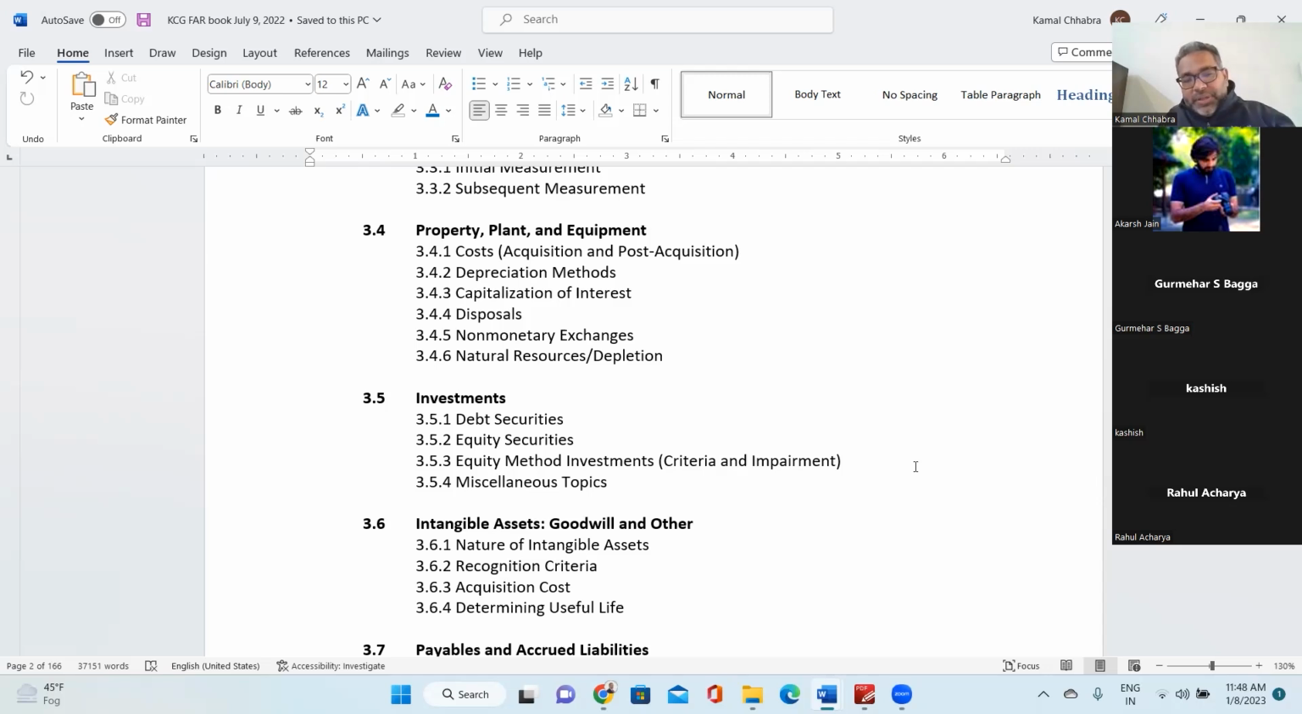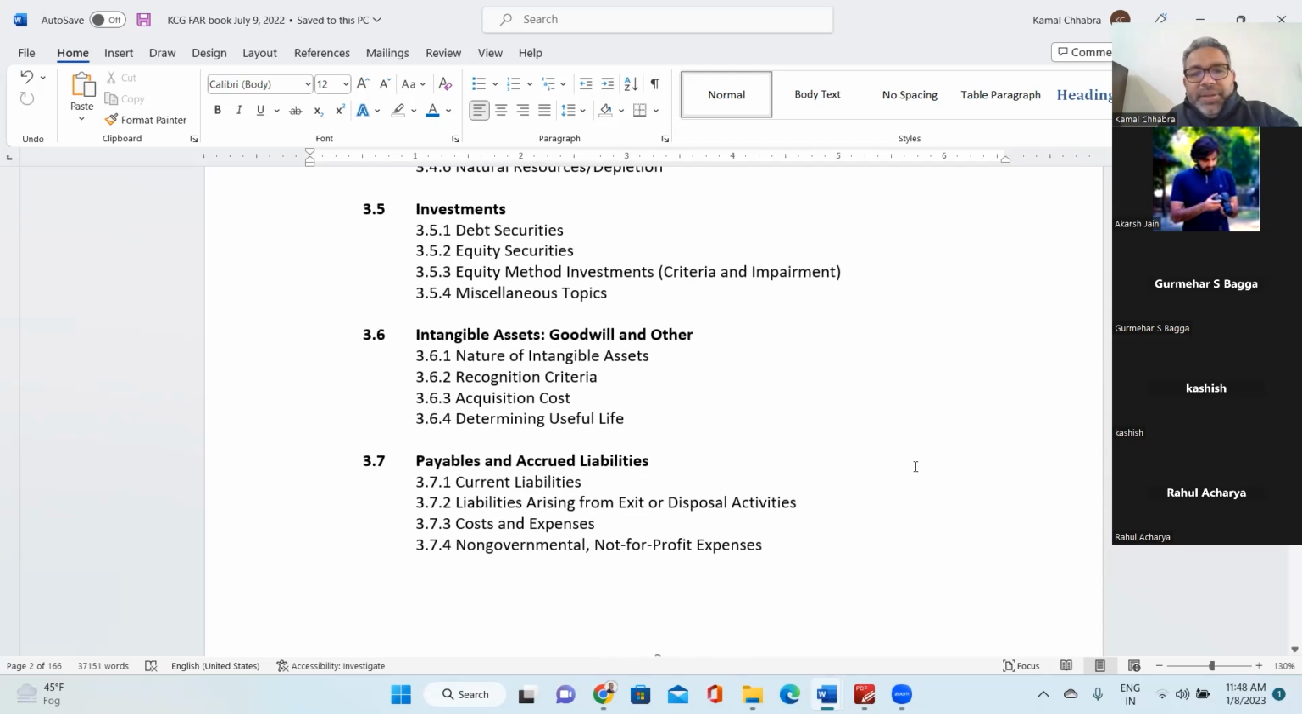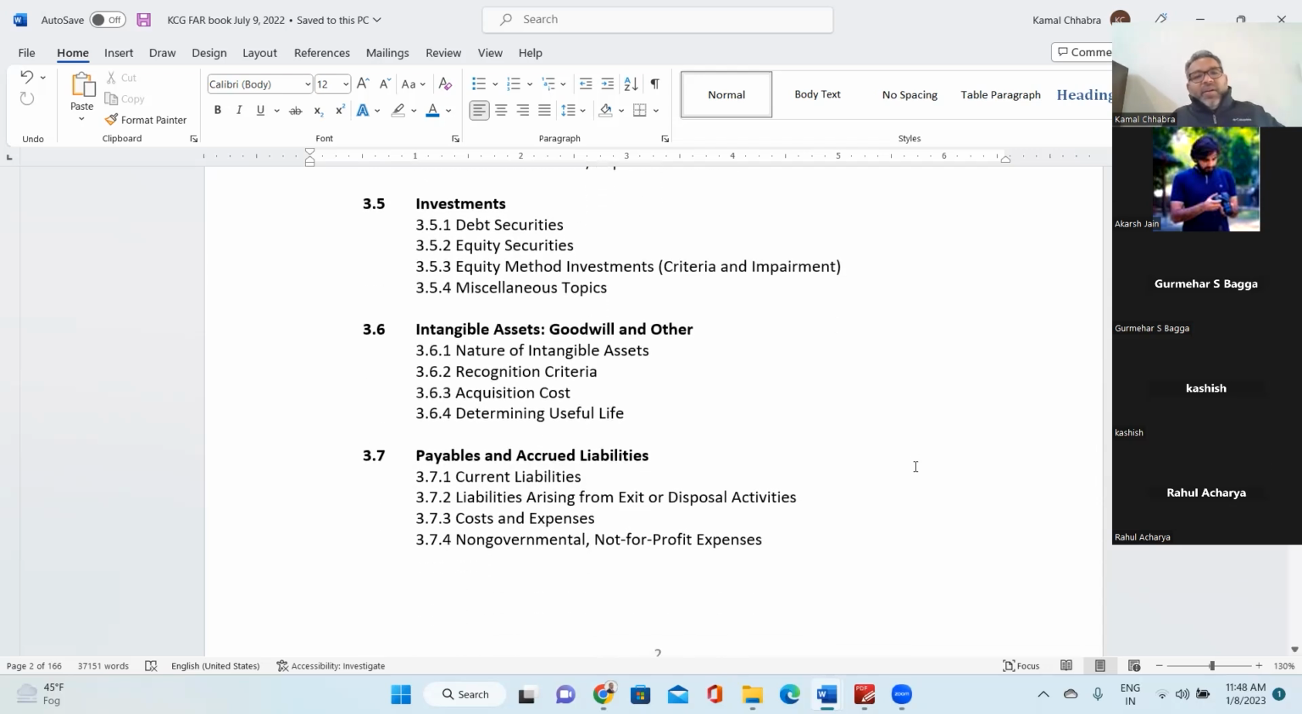Next is investment. Investment can be in equity, in debt, or a hybrid instrument also nowadays, right? So you'll be understanding what is a debt security, what is an equity security, and what are the methods for calculation of the investment value, right? And then some miscellaneous topics.